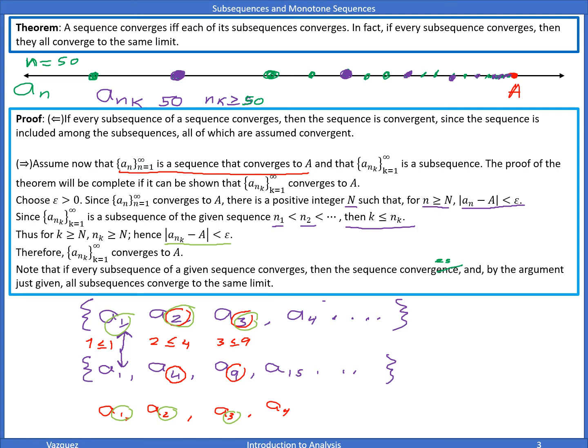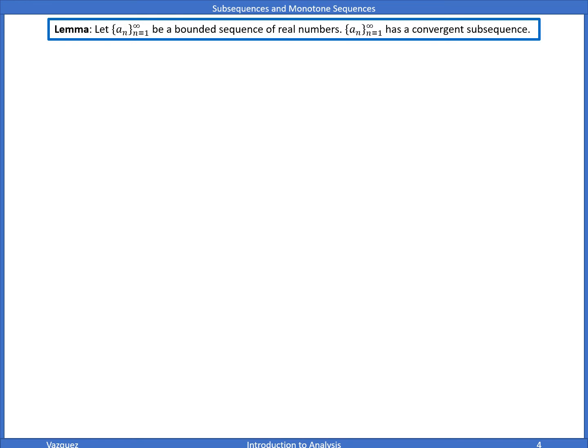Okay, so now moving on to our next theorem. This is going to be a lemma because we're going to use it to prove the theorem. And it says, let A sub n be a bounded sequence of real numbers. So if A sub n is a bounded sequence of real numbers, then A sub n has a convergent subsequence.